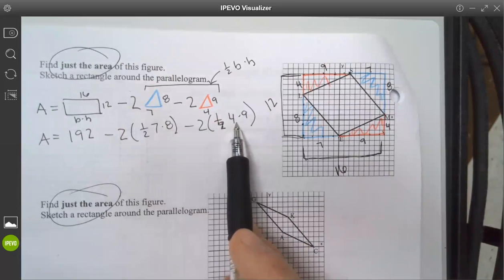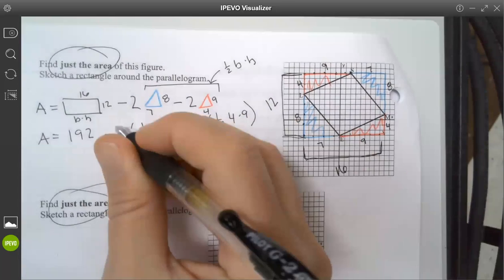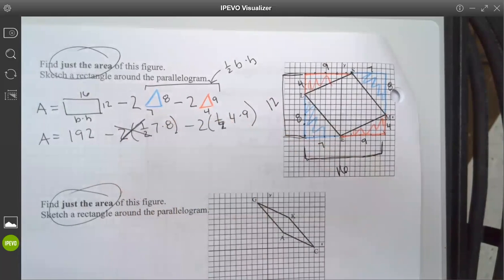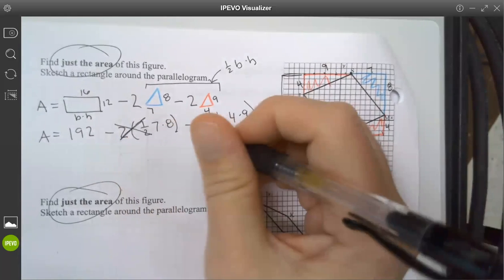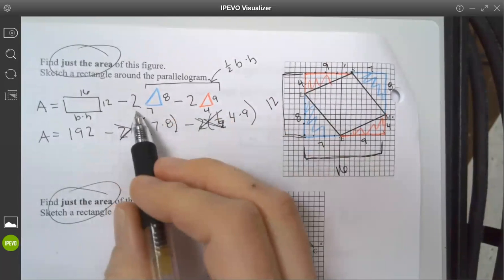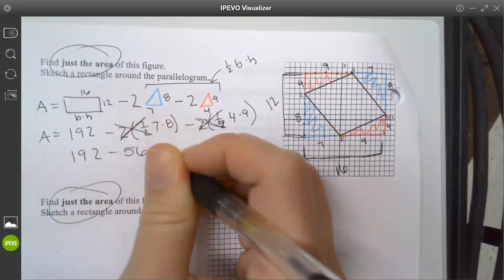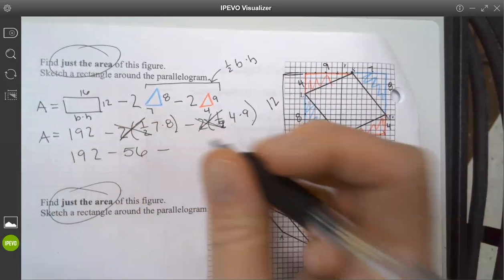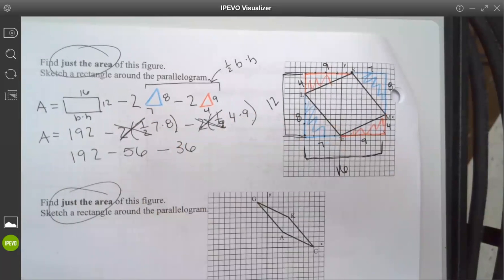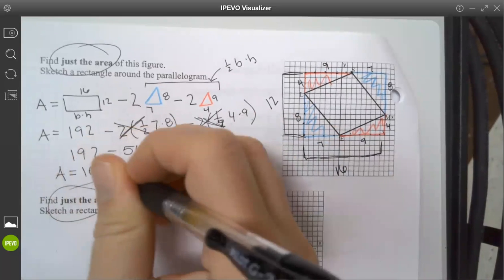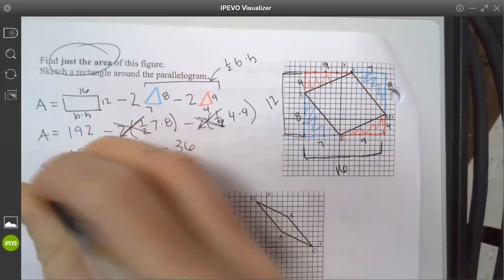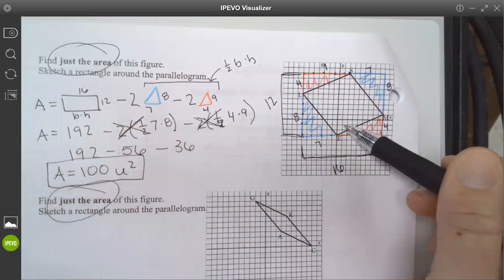Now, the reason I like to write that out is anytime I'm doubling a triangle, I'm just going to get rid of that 1/2. 2 times 1/2, it's just undoing each other, okay? So I really can just do 7 times 8 because I have 2 of them. So that's going to give me 192, subtract 56, subtract, and I'll just have 4 times 9 here, 36. So 192, subtract 56, subtract 36, gives me an area of 100 units squared for this inner quadrilateral.